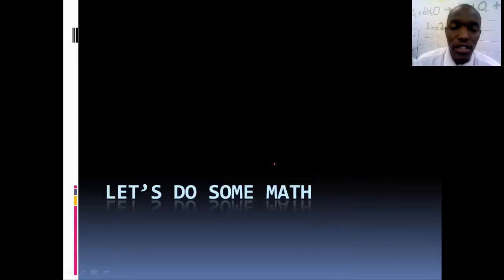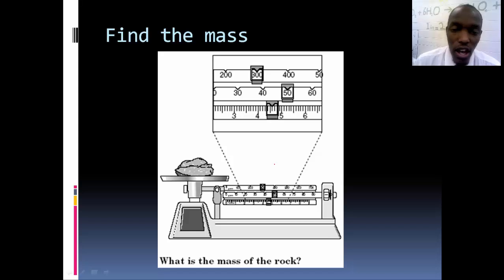All right, so let's do some math. All right, so here, one of the key components of density is mass. So you'll have to read this. This is a triple beam balance. Triple beam balance. And we use these all the time in science class.